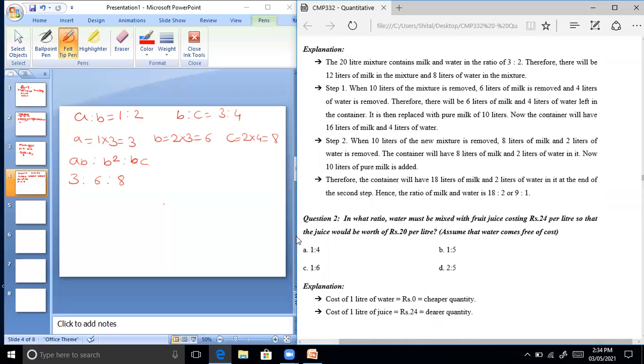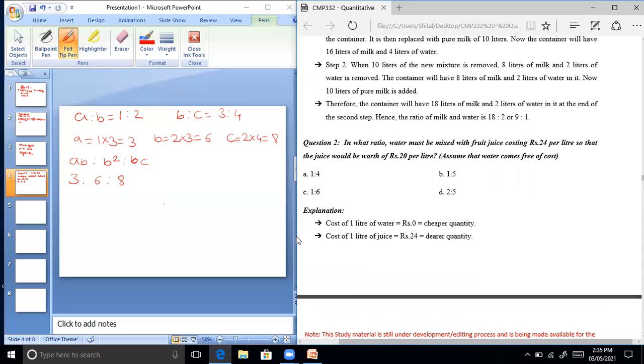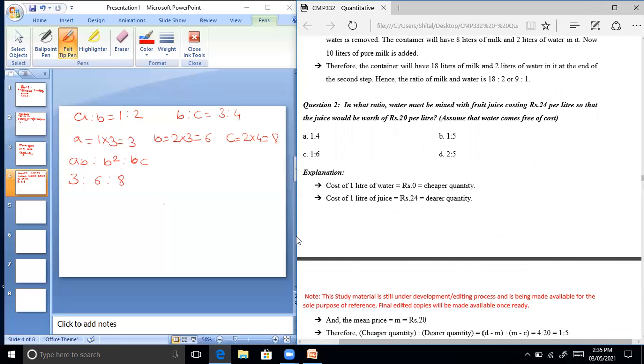Step 2, when 10 liters of the new mixture is removed, 8 liters of milk and 2 liters of water is removed. The container will have 8 liters of milk and 2 liters of water in it. Now 10 liters of pure milk is added. Therefore, the container will have 18 liters of milk and 2 liters of water in it at the end of the second step. Hence, the ratio of the milk and water is 18:2 or 9:1.